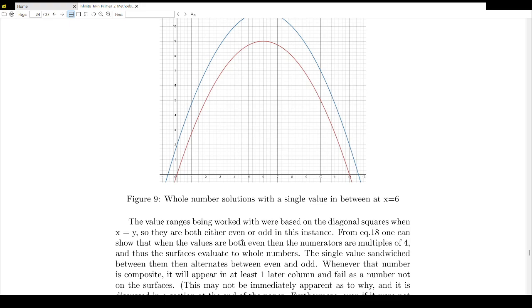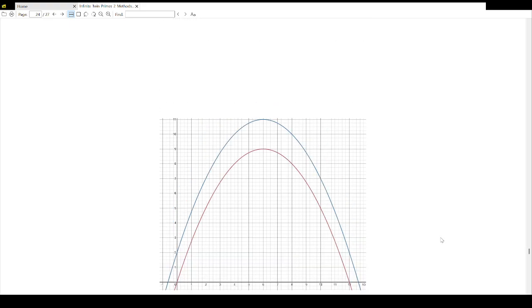And so they're both either even. So we're saying compared to that diagonal, which is what we were using, the value ranges that we're working with now, whether x is even, then y is going to be even, and x is odd, y is going to be odd. From equation 18, one can show that when the values are both even, so now we're looking back at this.